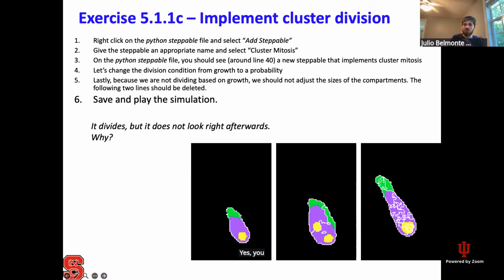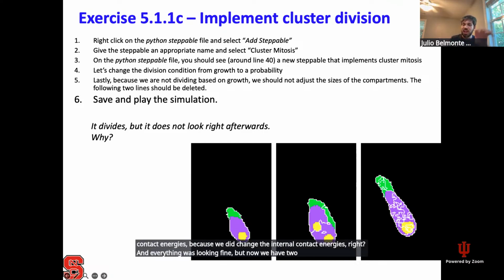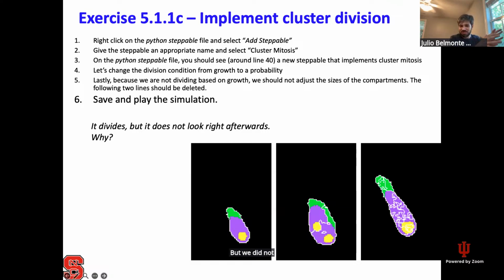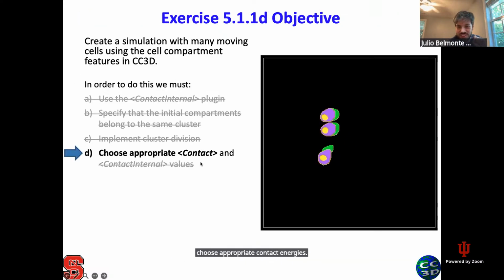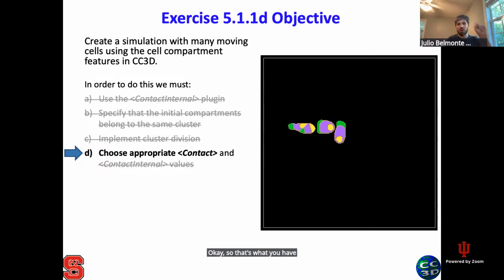Yes, you should go back to the cell contact energies because we did change the internal contact energies, right? And everything was looking fine. But now we have 2 cells, and once you have 2 cells with 2 clusters, now they start to interact with each other through the external contact energy values. But we did not change that. So what you have to do is go back to your XML code and choose appropriate contact energies.